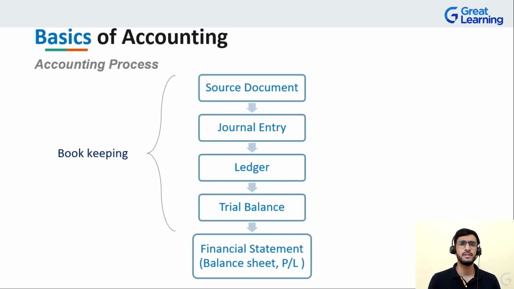Now, coming to the third step in the accounting process, that is ledgering. Let's understand what a ledger is. A ledger is a book that consists of a bunch of T accounts, and these are known as T accounts because when we form a T, you can see that two columns are formed. Always remember, the left side column is known as the debit column and the right side is known as the credit column.